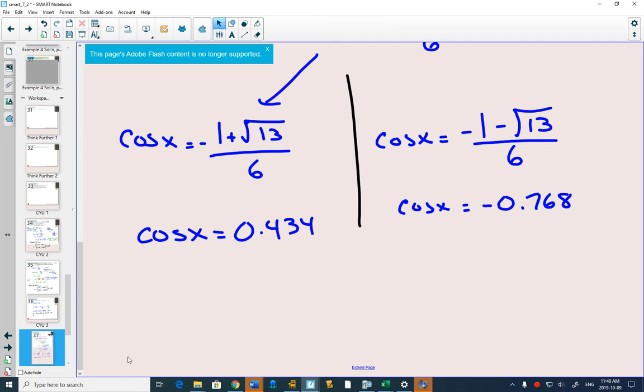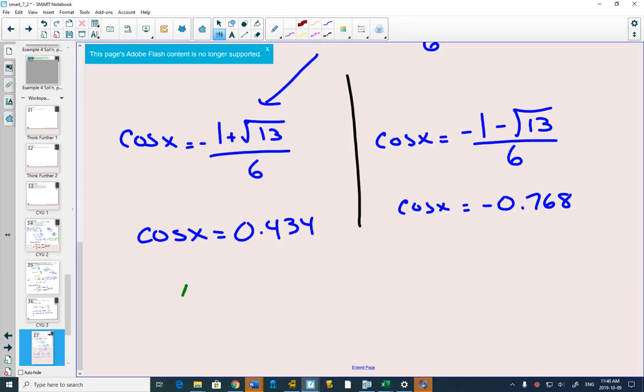To get the answer on both sides. Okay. Well, both of them are possible. One of them, cos is positive. The other cosine is negative. We will need to find our reference angle.